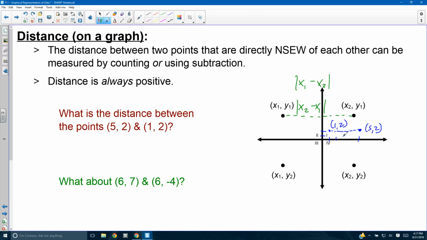So you could count right here, 1, 2, 3, 4, 5. So between 1 and 5 is 1, 2, 3, 4. It's 4 away. That's the distance. 4 units, I suppose I could say.